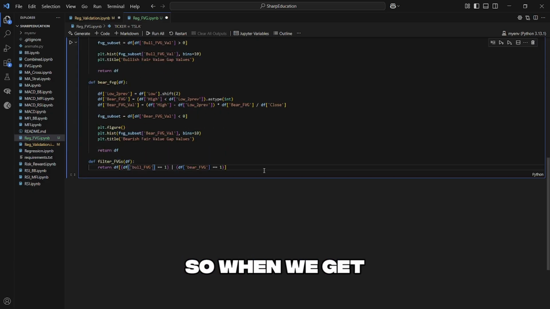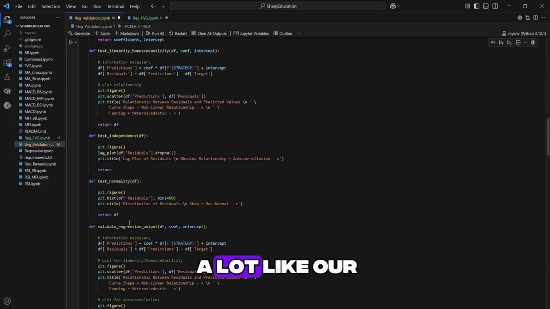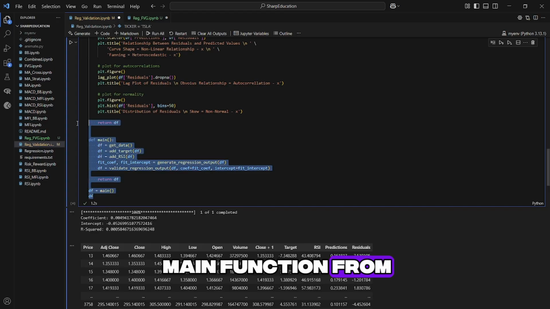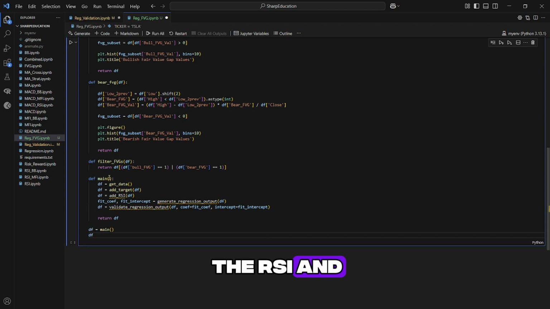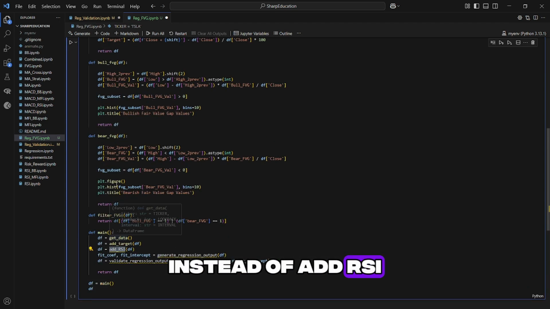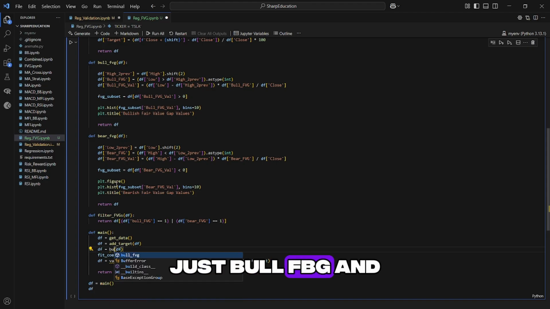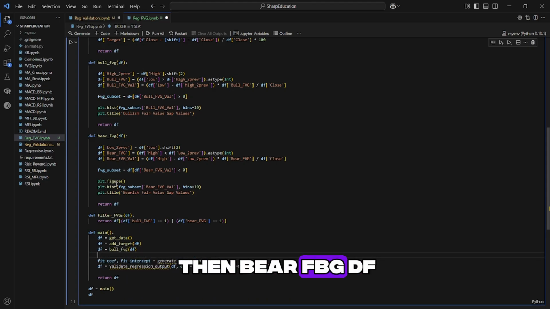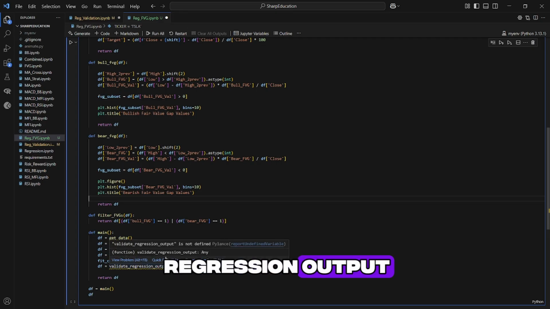So when we get our main function, which is going to look a lot like our main function from testing the similarities between the RSI and close price movements. Instead of add RSI, we're going to be add bool. Oh no, just bool FVG and then bare FVG. DF equals bare FVG. Great. And then validate regression output.